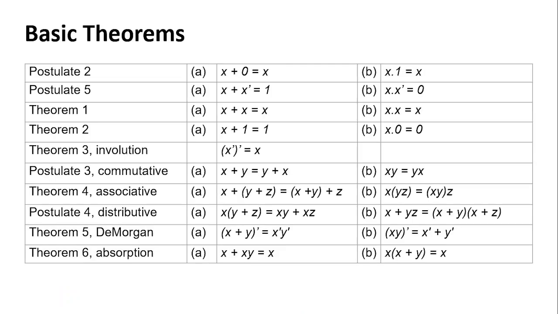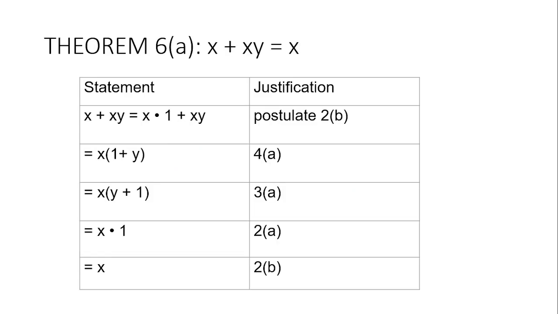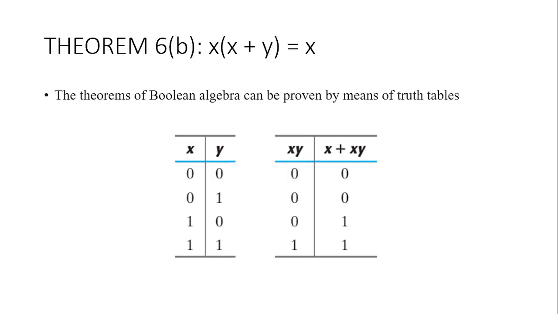Now let's go to the next proof. x plus x y is equal to x itself. In the previous one, what you have proved is x plus x dot y is equal to x itself. Now let's go to the dual of it. So x plus y is equal to x itself.